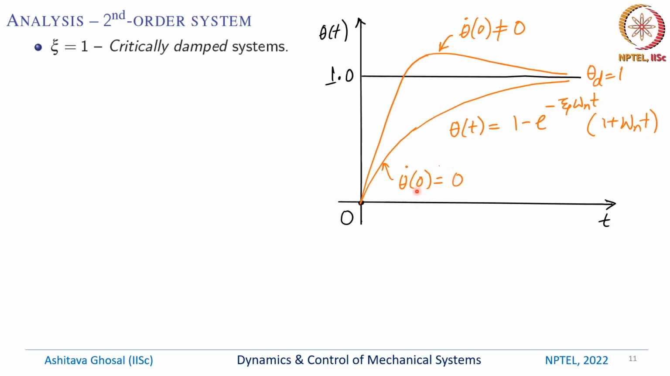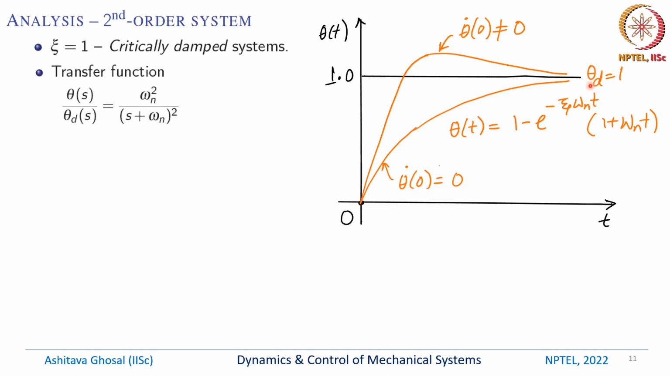There are two possibilities. One is if the initial theta dot is 0, then it will always lie below this line, below theta d equals 1. If theta dot 0 is not 0, let's say it is greater than 0, then it can overshoot theta d equals 1, but it will overshoot it only once. In both cases, as t tends to infinity, theta of t will approach 1.